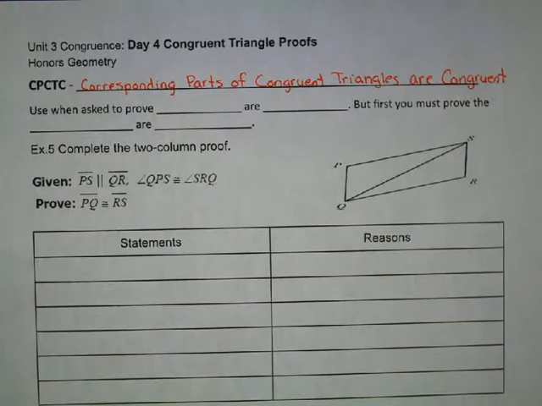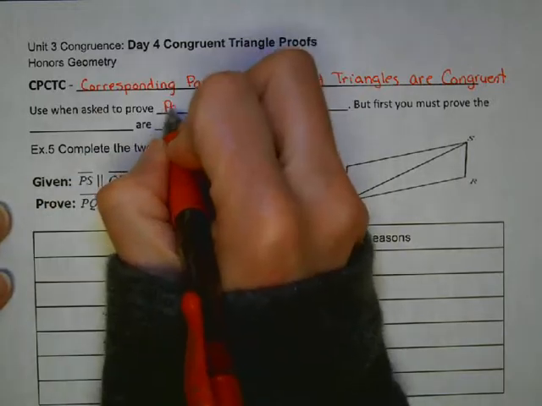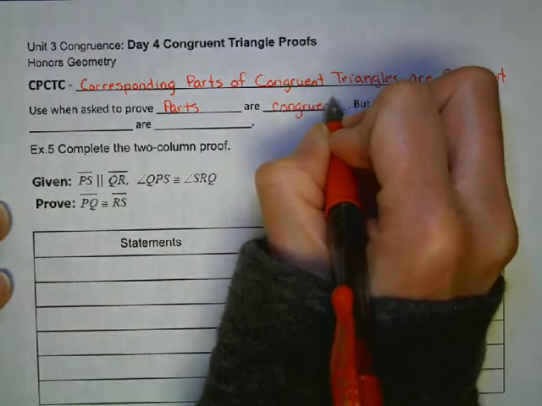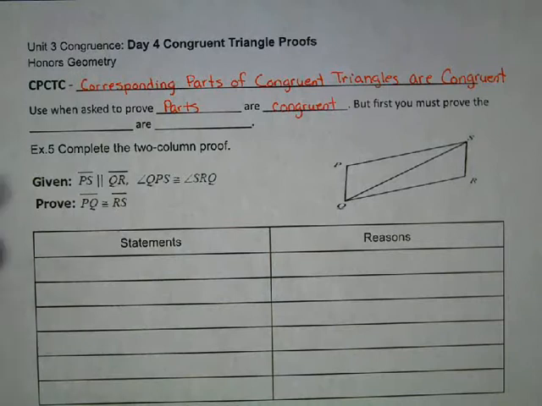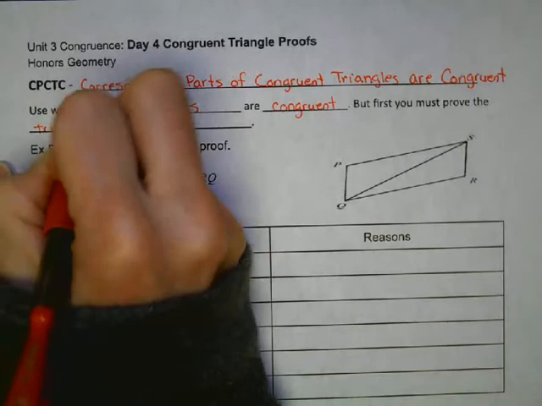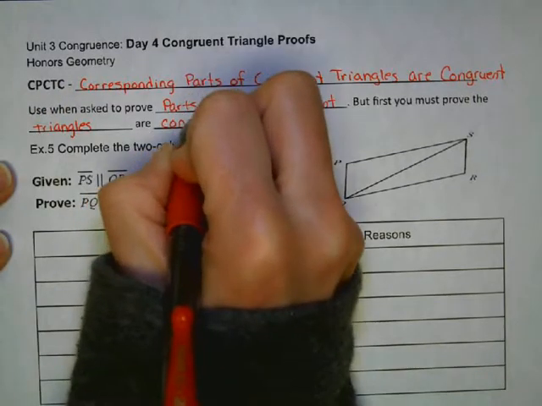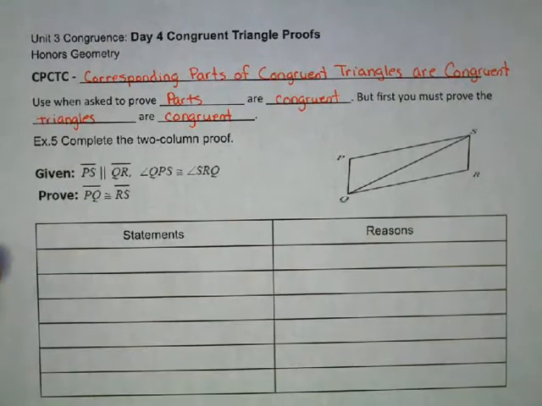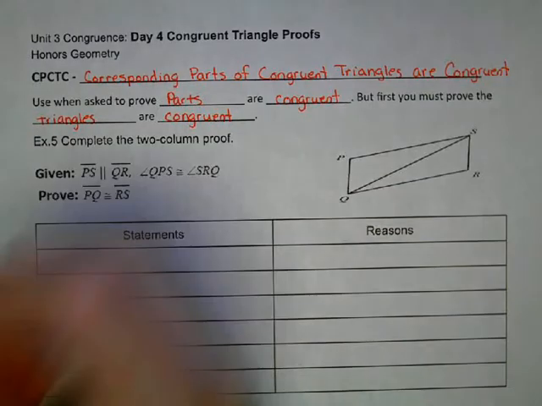Corresponding parts refers to angles or sides that we can prove congruent. So when you're asked to prove parts are congruent, first you must prove the triangles are congruent. So this is why I said basically you're adding one or two more steps to our last proof. So you still have your givens. You want to prove the two triangles are congruent, and then you can say prove that the parts are congruent.